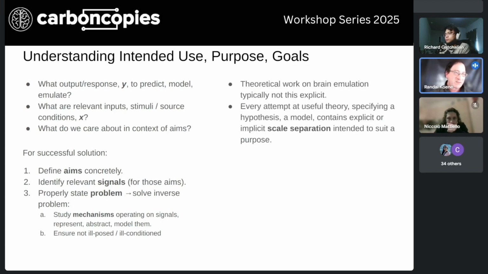In well-developed scientific domains, specific goals are clearly stated and problems therefore concretely formulated. Theoretical work and reviews pertaining to brain emulation are typically not yet as rigorous, making do with more implicit goal statements. Every attempt to work towards a useful theory by specifying a representation for a hypothesis, a model, carries within it an explicit or implicit separation of scales that's intended to best suit a purpose.